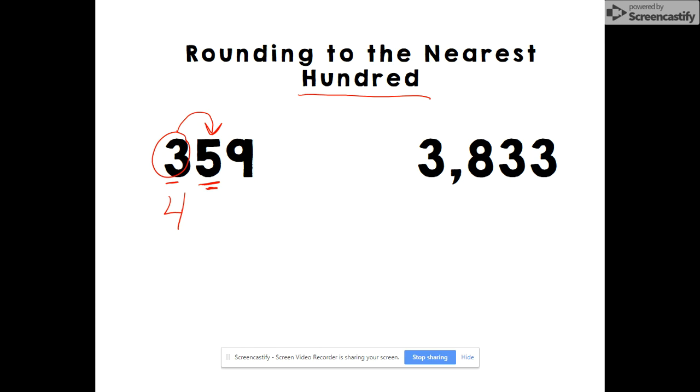4 or less, let it rest. From the arrow on, change to 0. The same thing with 3,833. Find your number, look right next door, 5 or higher, add 1 more. 4 or less, let it rest. From the arrow on, change to 0.